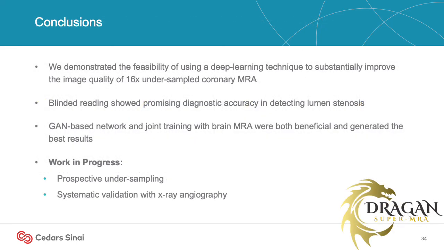So overall, we demonstrate the feasibility of using a deep learning network to substantially improve the image quality of 16 times undersampled coronary MRA. Blind readings show promising accuracy in detecting lumen stenosis. The GAN-based network and joint training with brain MRA were both beneficial and generated the best results. And we are working on prospective undersampling and systematic validation with larger cohorts and geographies.